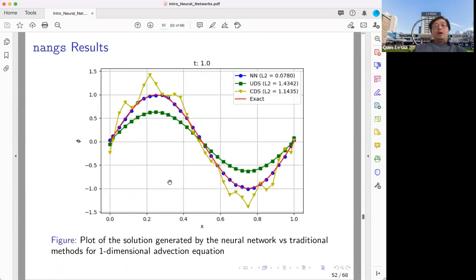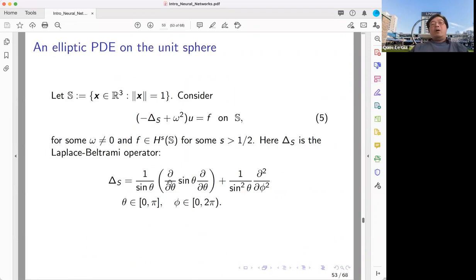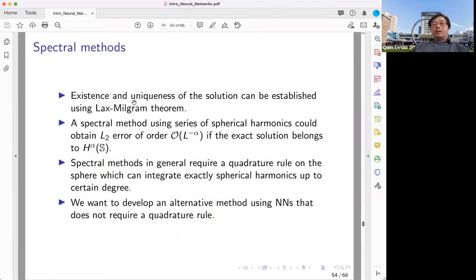Okay. And then we try it for another equation, which is the elliptic equation on the sphere. The equation looks like this. So minus delta S here is just the Laplace-Beltrami operator of the sphere. And the function f is assumed to be in some Sobolev space. And we have existence and uniqueness. We can solve it by the spectral method. We can prove the convergence is L to the minus alpha if the function belongs to the Sobolev space H alpha.